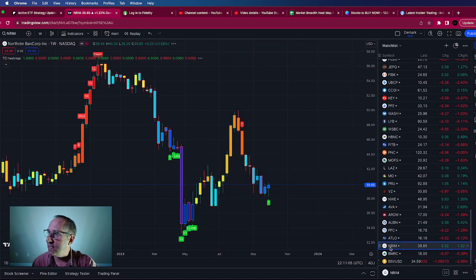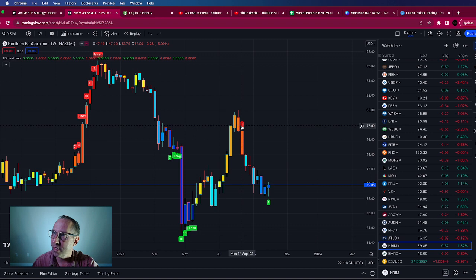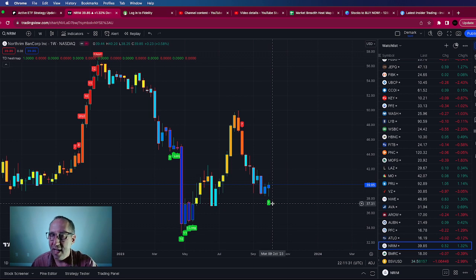The next one is ticker symbol NRIM. This is North Rim Bank Corp Incorporated. And this pays out a 5.77% dividend payout. And I like that very, very much. This one had a recent sell signal in August of 23, but it is now printing a buy signal here on the weekly chart.